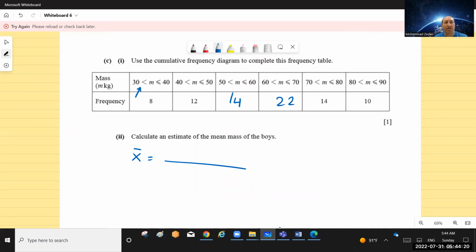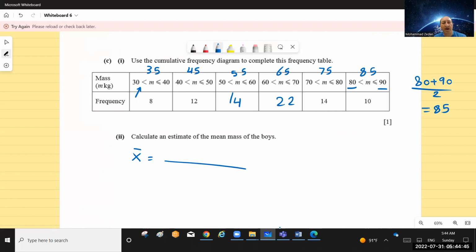So the midpoint between 30 and 40 is 35. The others are midpoint 45, 55, 65, 75, and 85. For the midpoint of each class, just add the lower bound and upper bound of the class and divide by 2. For example, 80 plus 90 divided by 2, you will get 85. This is the midpoint, or the number that represents the class.